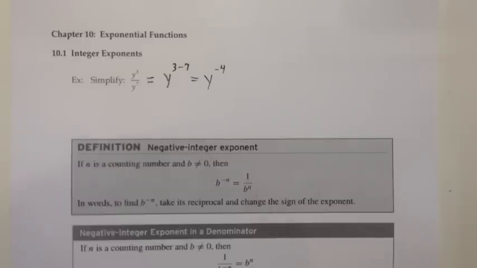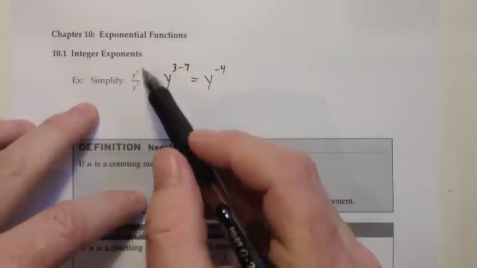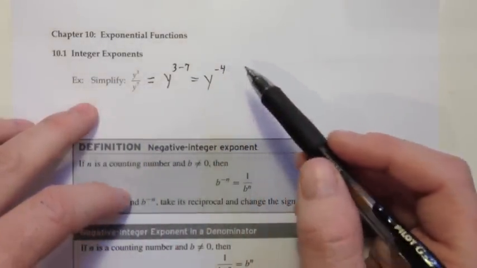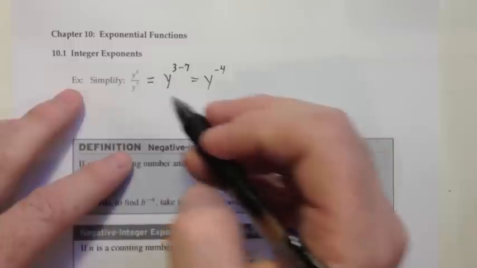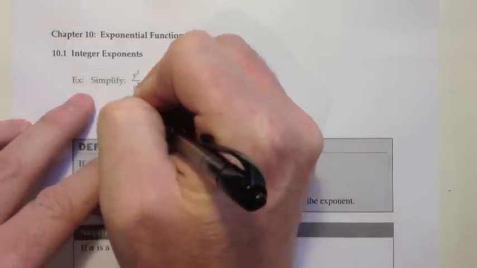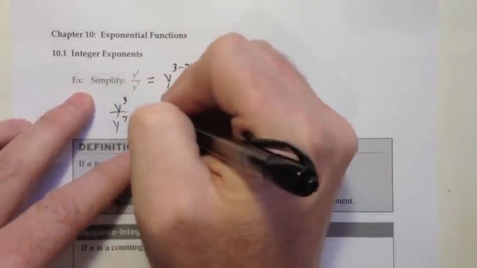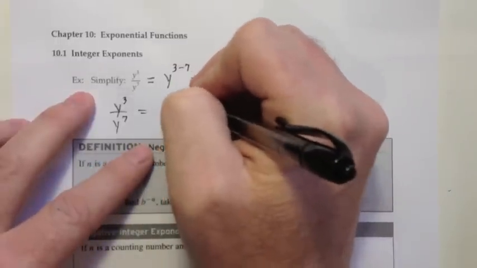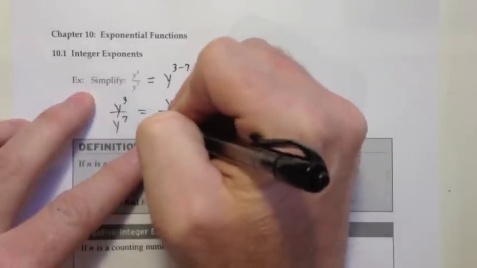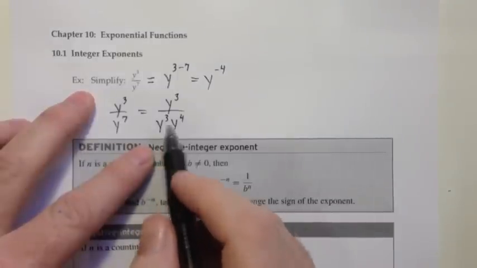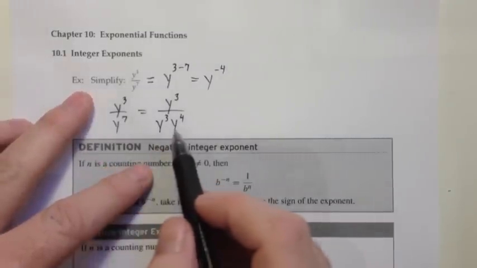Y to the third means that we have a multiplication where there are 3 y's, but how can you have a multiplication where there's negative 4 y's? It's a confusing idea. So let me look at y to the third over y to the seventh and simplify that a different way. I could say that on the top I have y to the third, and in the denominator I have y to the third times y to the fourth. Notice that would still be the 7 y's. I'm just splitting it up.